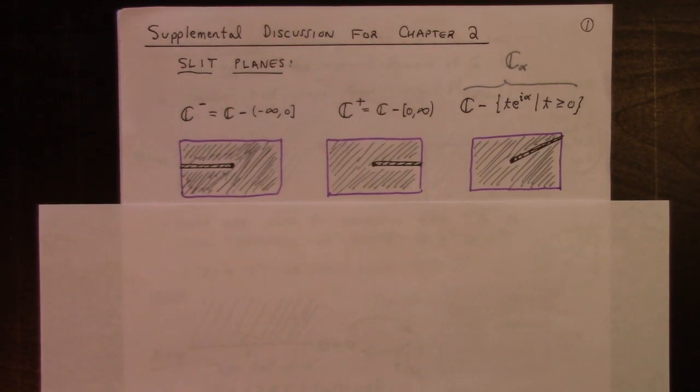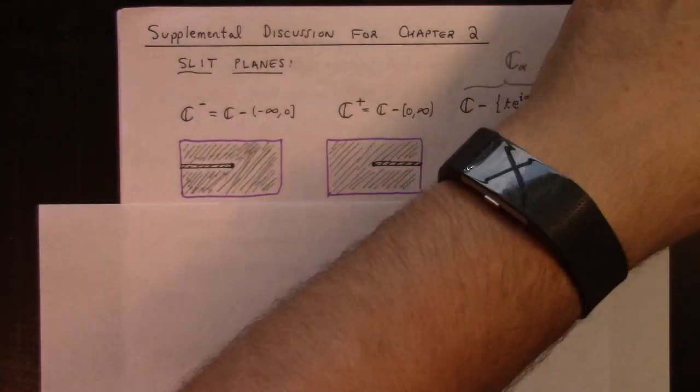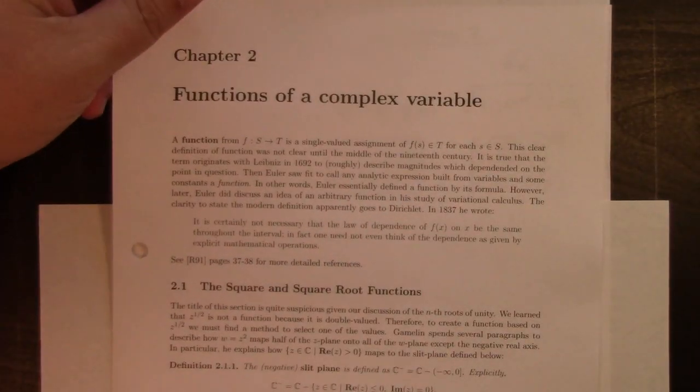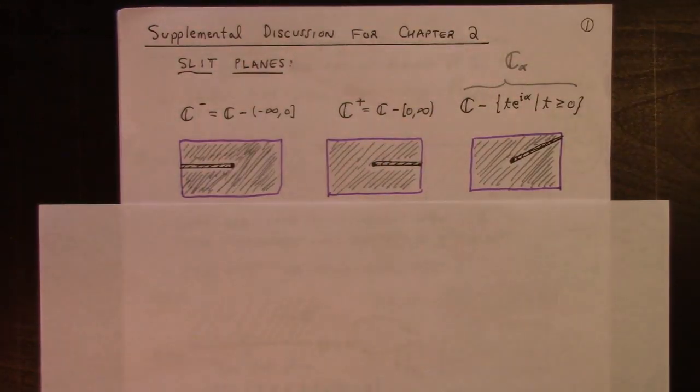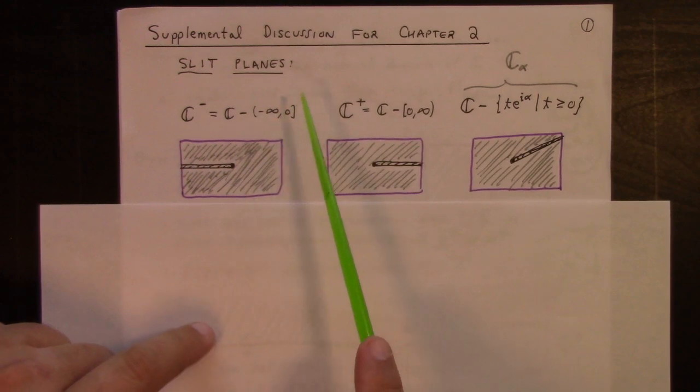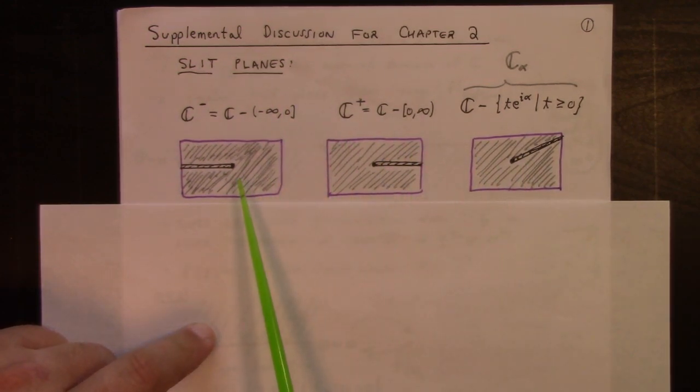So I wanted to make a little video to try to supplement Chapter 2, which is this guy, because I thought some pictures are missing. So let's get started. These are the slit planes. A slit plane is just the plane with a ray removed.